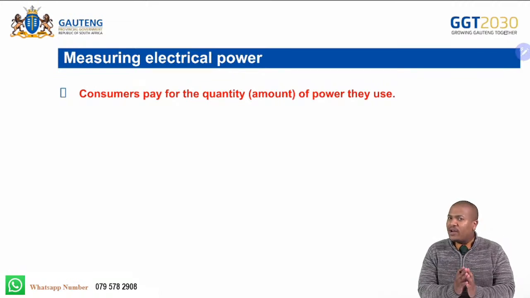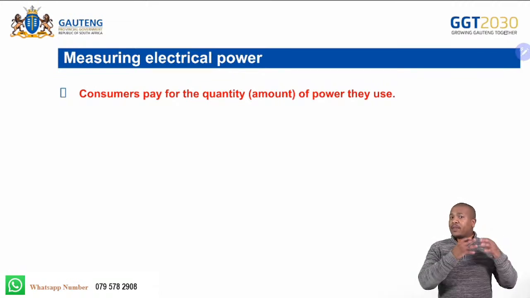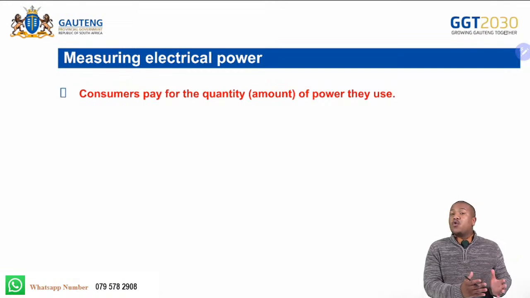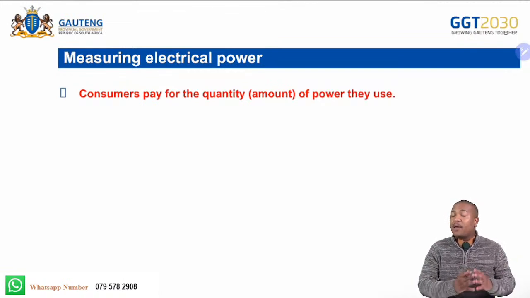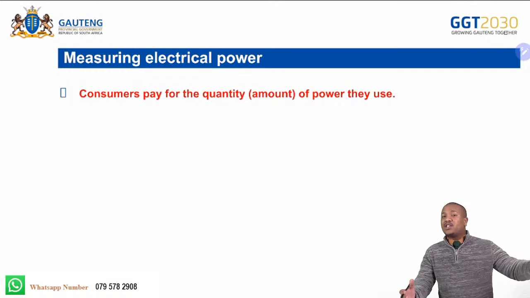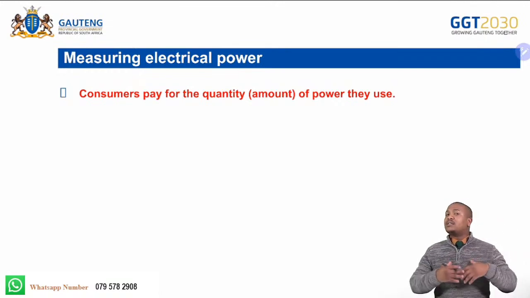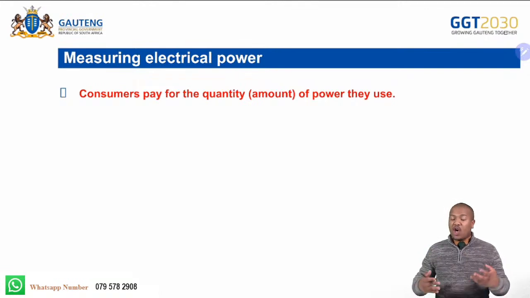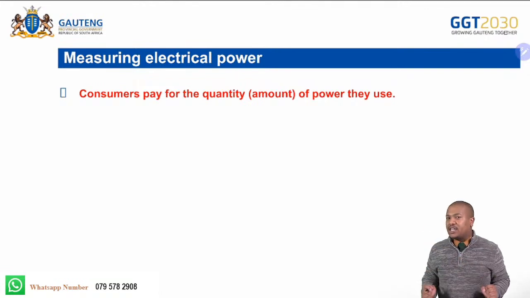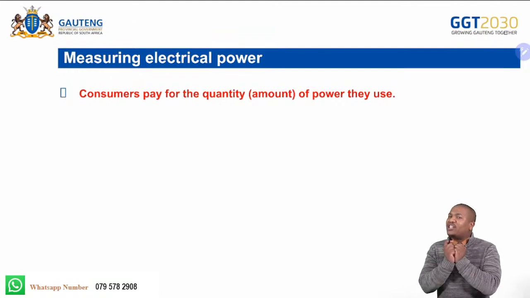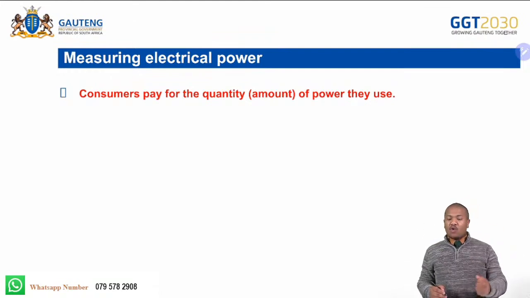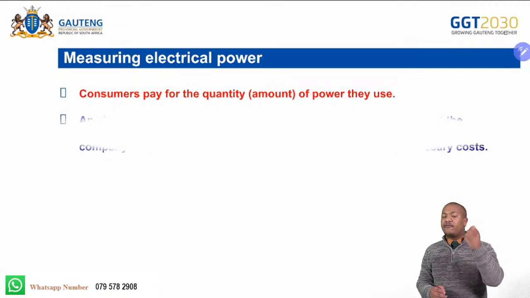So remember from our national grid, you have electricity being generated from a power station. It is transmitted through our power lines and transformers into the households where we use this electricity. After using it, we need to pay for it. So consumers pay for the amount of power they have used.